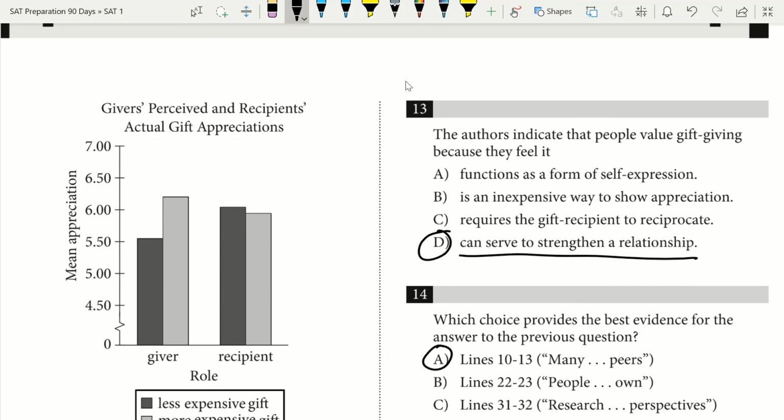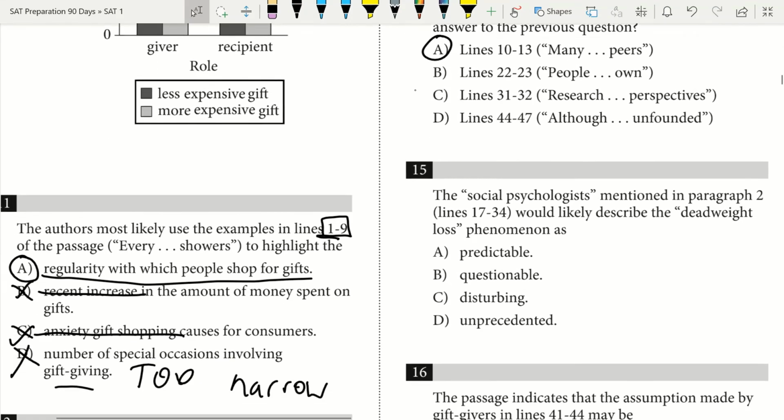So why is A wrong? Functioning as a form of self-expression, because we don't talk about it being a form of self-expression. We can get rid of that. That's an off-topic type of incorrect answer choice. B is an inexpensive way to show appreciation. No, because we talk about gift givers giving expensive gifts. And then we have C, so that's actually a reverse relationship. It's also just incorrect and unsupported, so that's also a type of incorrect answer choice. C, require the gift recipient to reciprocate. We don't touch upon it being reciprocated, so that's off topic. All right, and then 14, we got A already.